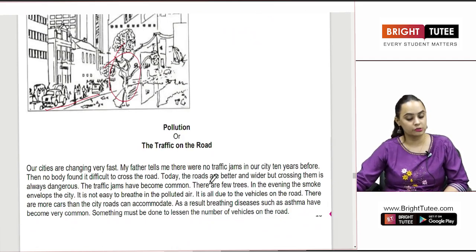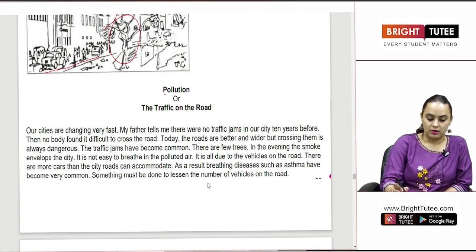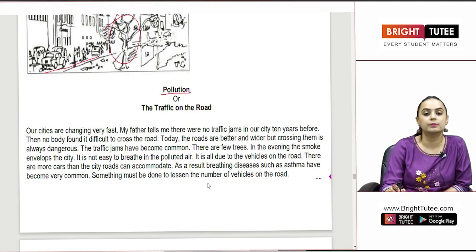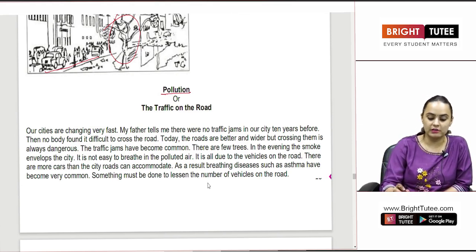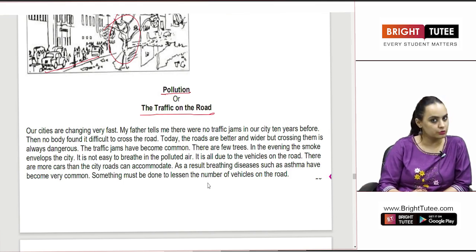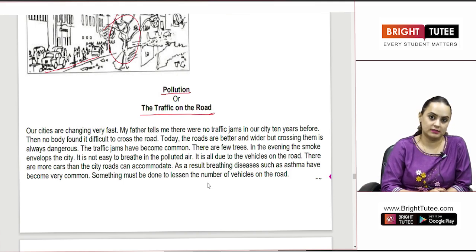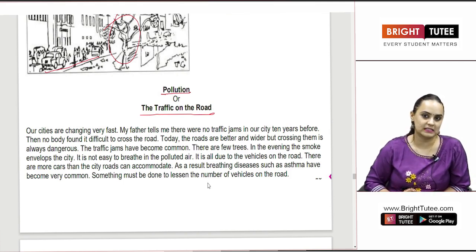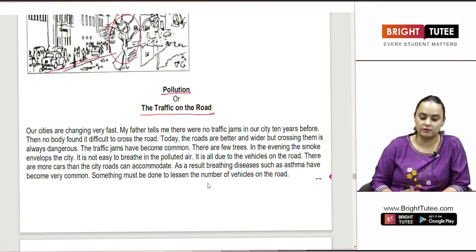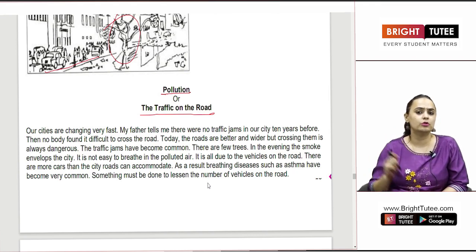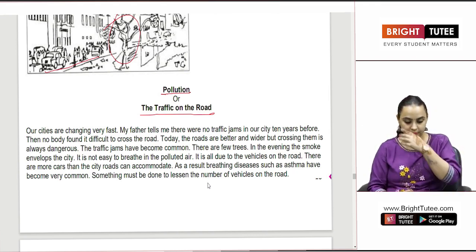Now how does he describe it? There are two possible topics that can be given to this input, to this composition, either pollution, or you may even say the traffic on the road. So our cities are changing very fast. This is my topic sentence, and just by reading this topic sentence that our cities are changing very fast, I can get an idea about the whole composition.